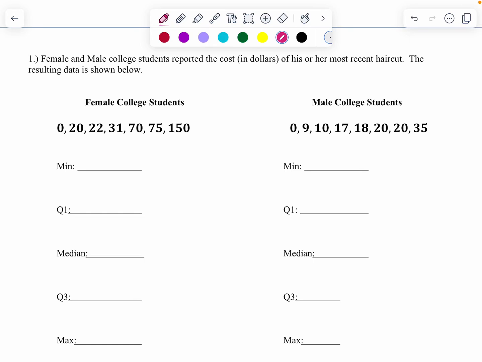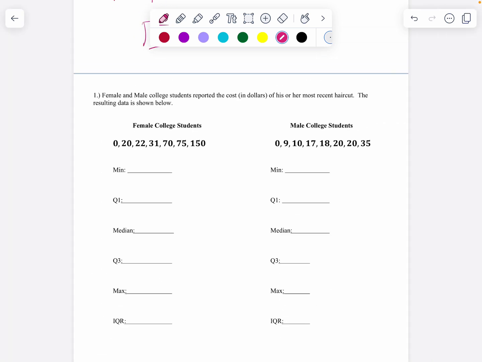All right, if you are wondering how to make a double box plot, meaning that you've got two box plots on the same picture, then this is the video for you. All right, so female and male college students reported the cost of getting a haircut, and so here's some data, and we're going to do a box plot for female college students and a box plot for male, and we'll kind of go from there and see what happens, right?